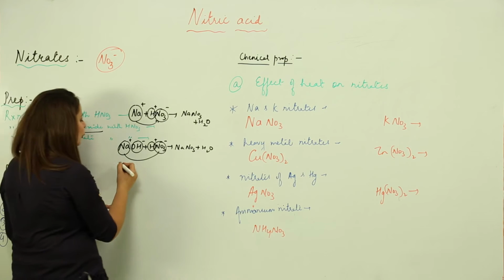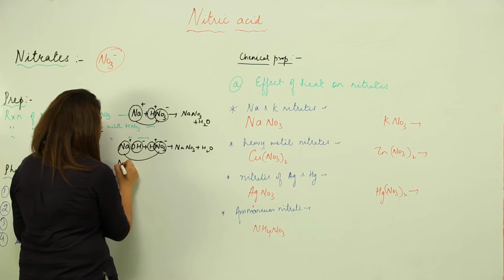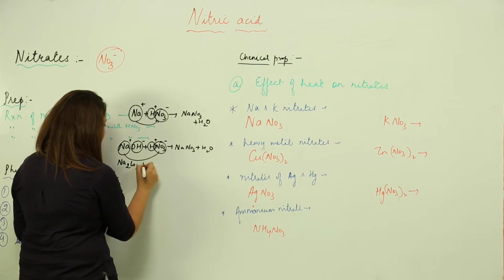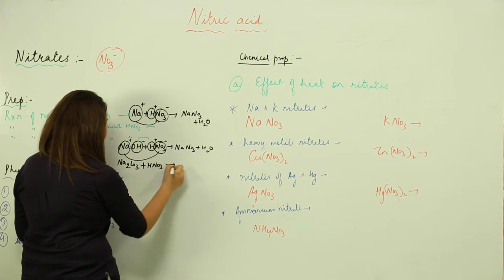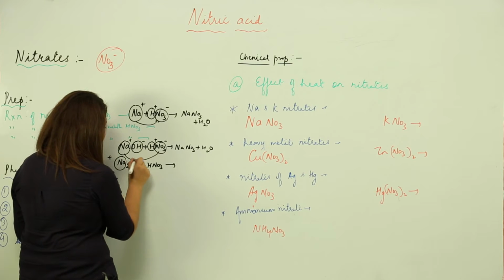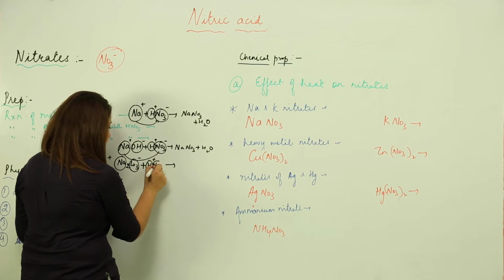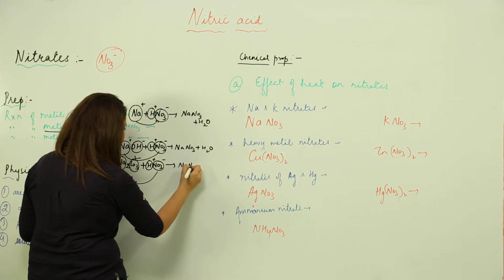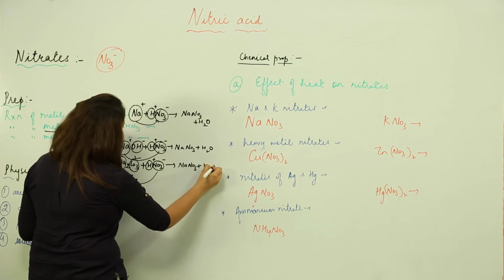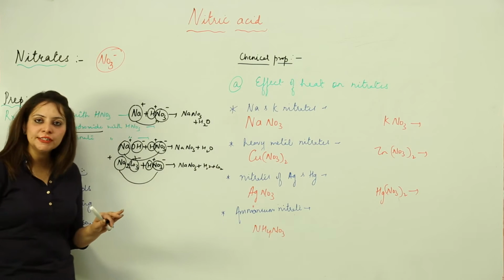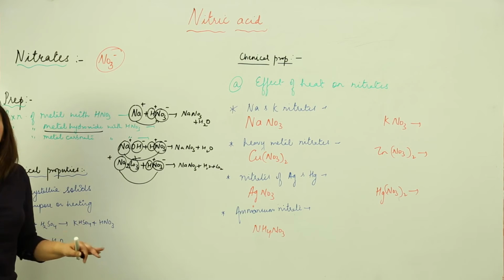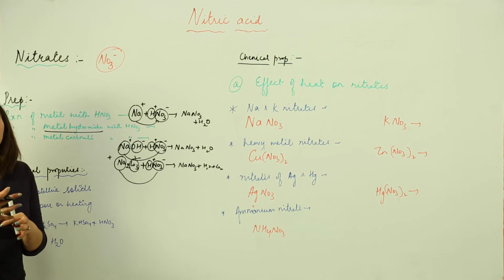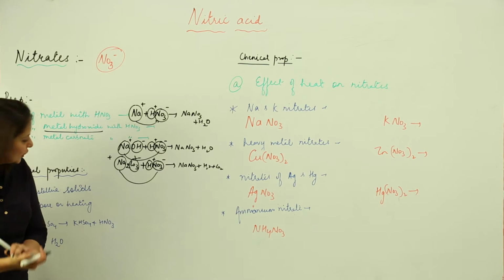Likewise I can have the metal carbonate as well. Suppose this is my metal carbonate. Again I am going to react it with HNO3. I am going to put the valencies. Right, so this positive again is going to react with this. We get NaNO3 and the respective oxides, that is H2O and CO2. So likewise we can prepare many metal nitrates, just changing the metal and reacting them with HNO3.